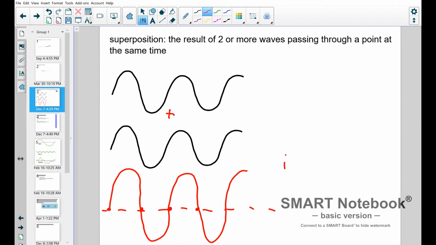So this is what we call in phase. These waves are in phase because they're doing the same thing in their cycle at the same time. And the result is that much larger amplitude.